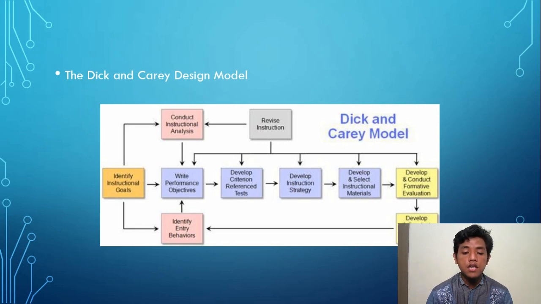6. Developing the instructional strategy. 7. Developing and selecting instructional materials. 8. Developing and conducting the formative evaluation. And finally, 9. Developing and conducting the summative evaluation.